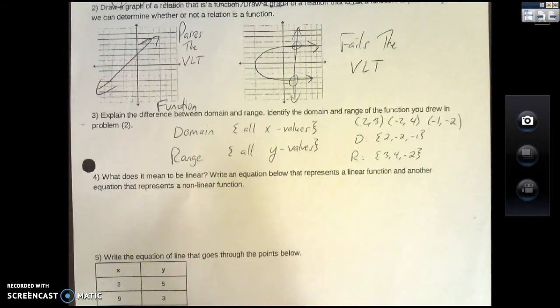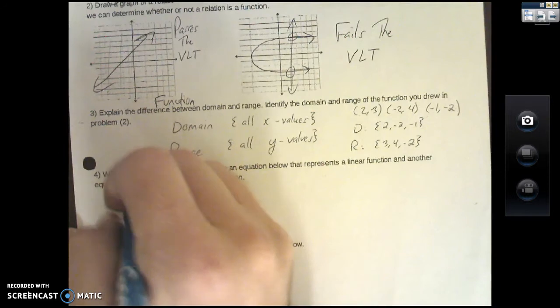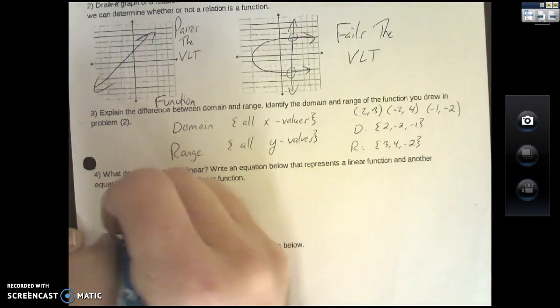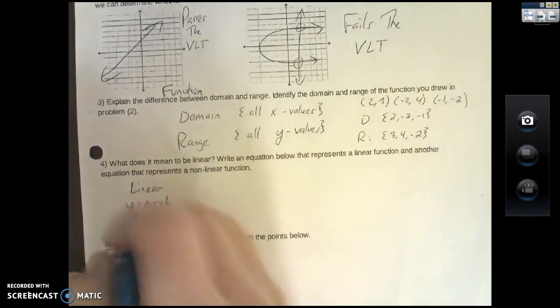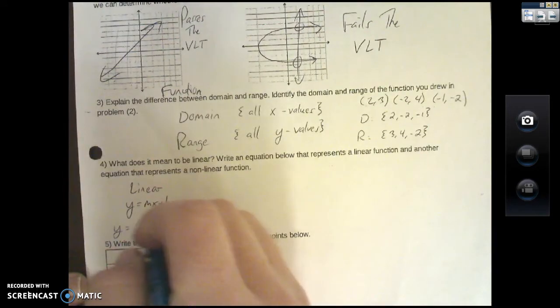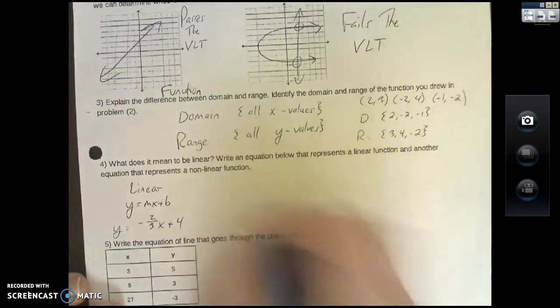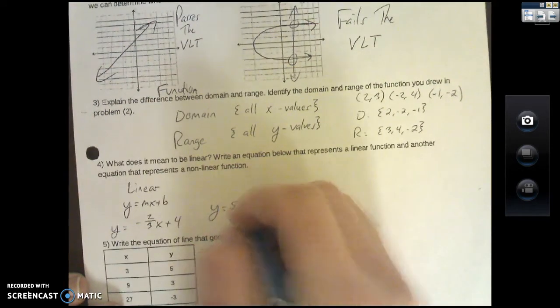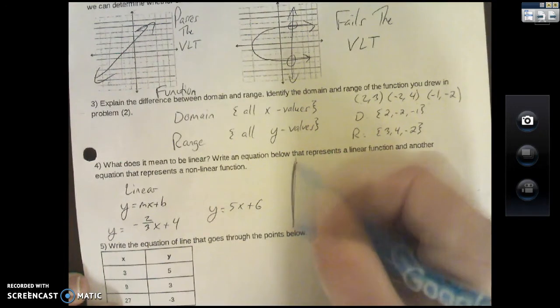What does it mean to be linear? Write an equation that represents a linear function, another that represents a nonlinear function. So linear is anything in the form of y equals mx plus b. Okay, so you're looking at stuff like y equals negative 2/3 x plus 4. That would be a good example. Y equals 5x plus 6. That's good. Anything in that form that forms a straight line.